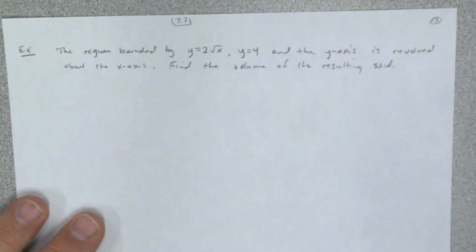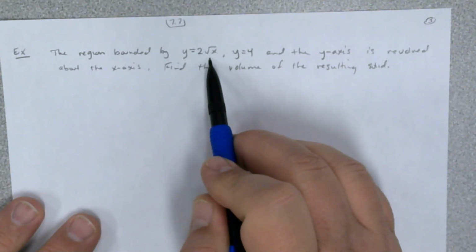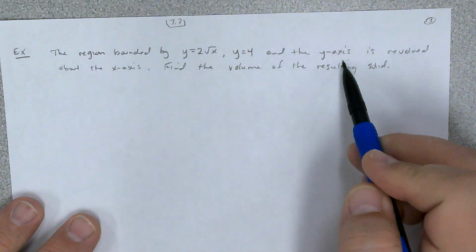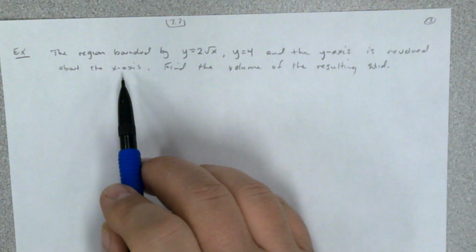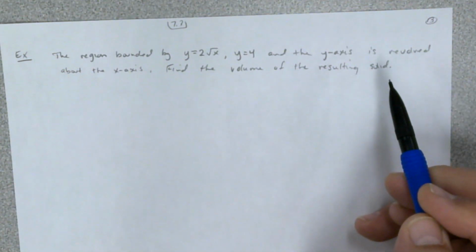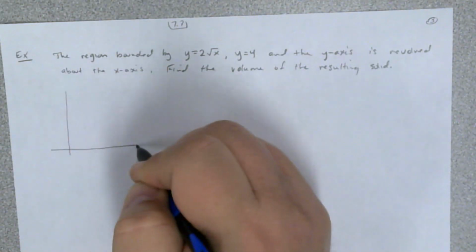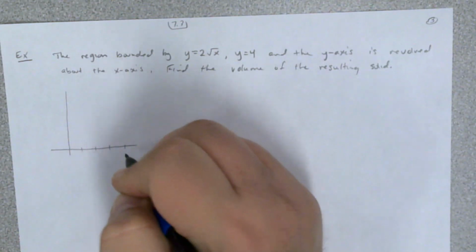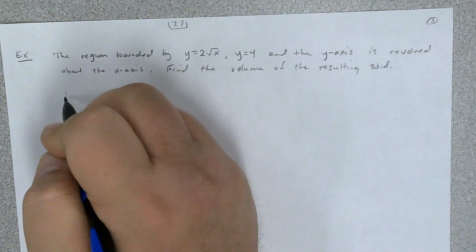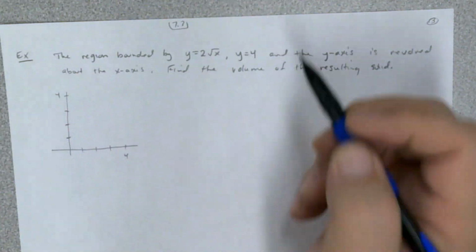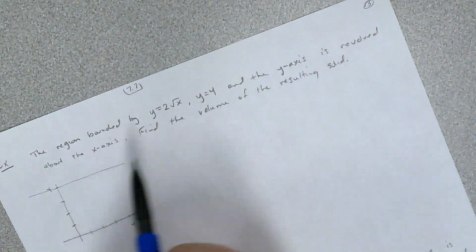So here's our first one. The region is bounded by this curve right here, 2 times the square root of x, y equals 4, and the y-axis. And all of that region is revolved about the x-axis. Find the volume of the resulting solid. So we need to draw this picture. So here is 4. So as I draw this, we have a y equals 4 line. And we have this curve right here.